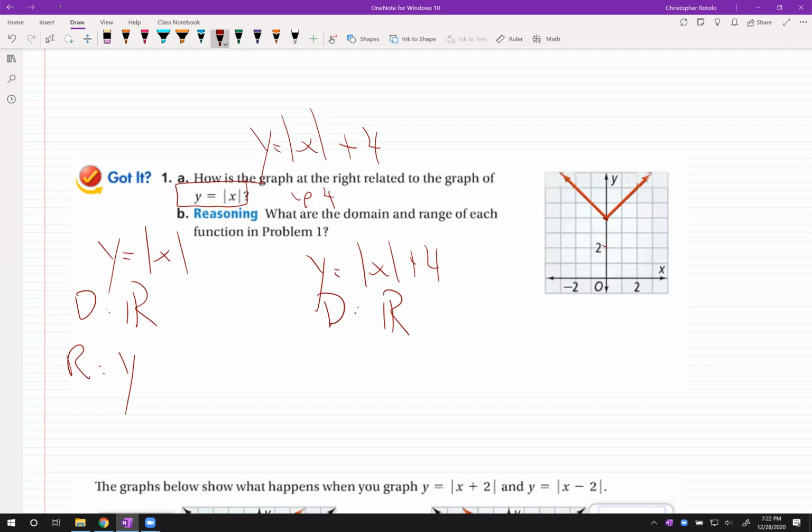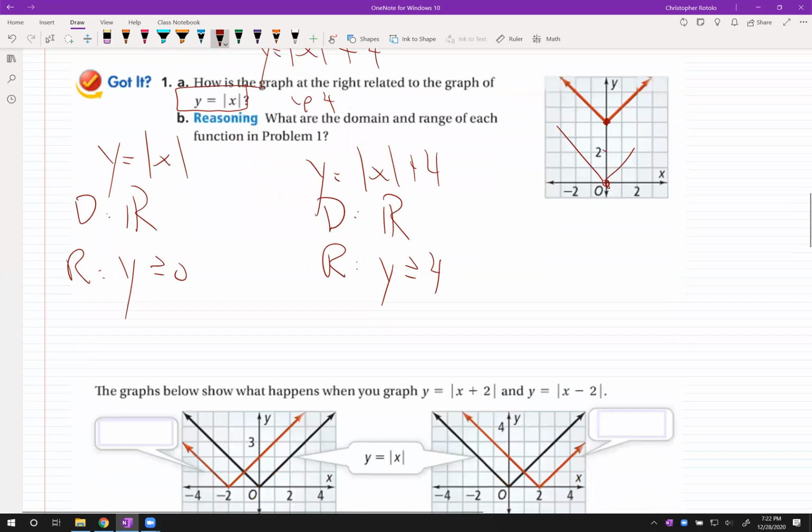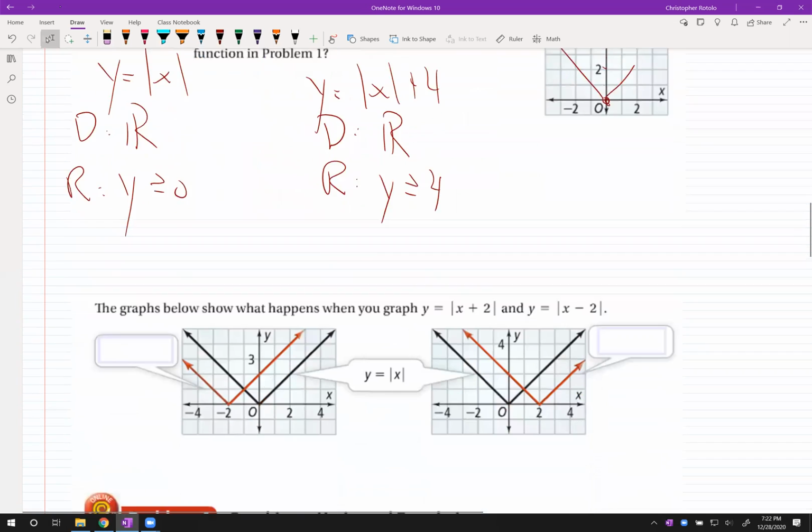So with the original one, remember that would start at 0, 0 and go up. So it's greater than or equal to 0. But here the range is y is greater than or equal to... remember this value was 4 because of +4. All right, so that's going to show us how they are related and what's happening there. So if we move it up 4, it changes the range.